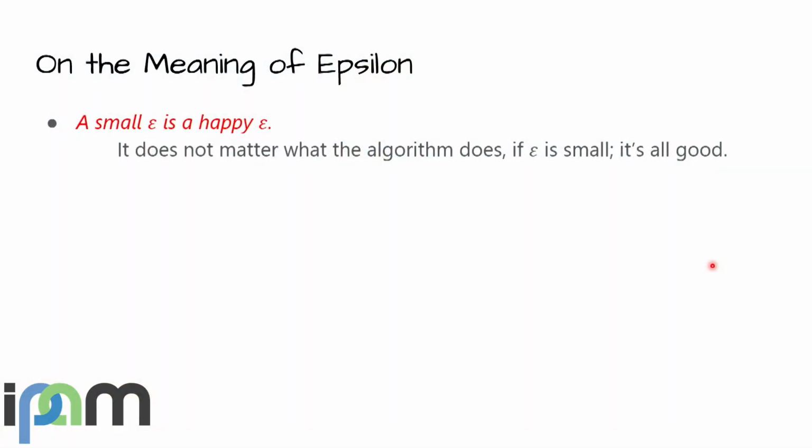So the most important thing is that a small epsilon is a happy epsilon. It doesn't matter what the algorithm does. If epsilon is small, you're getting good privacy. I don't care about the specifics of the algorithm. Knowing that epsilon is small is good enough in terms of privacy.